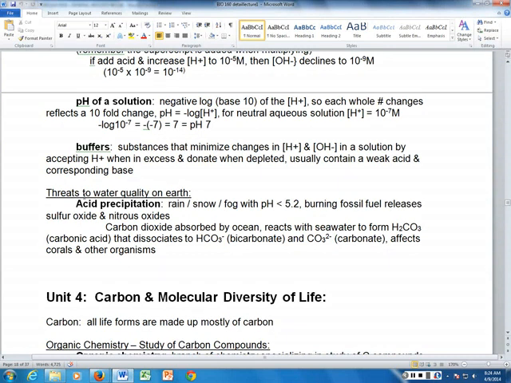It's pretty swampy. So carbon dioxide in the ocean will react with seawater to form carbonic acid and then dissociates to make bicarbonate and carbonate, and it will affect coral and other organisms. Coral has a lot of calcium carbonate in it, and it will start to dissolve away the coral and break it down.